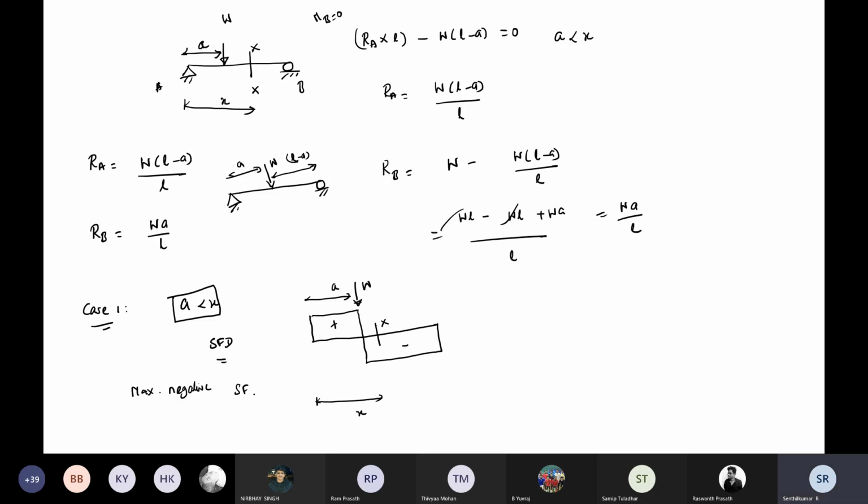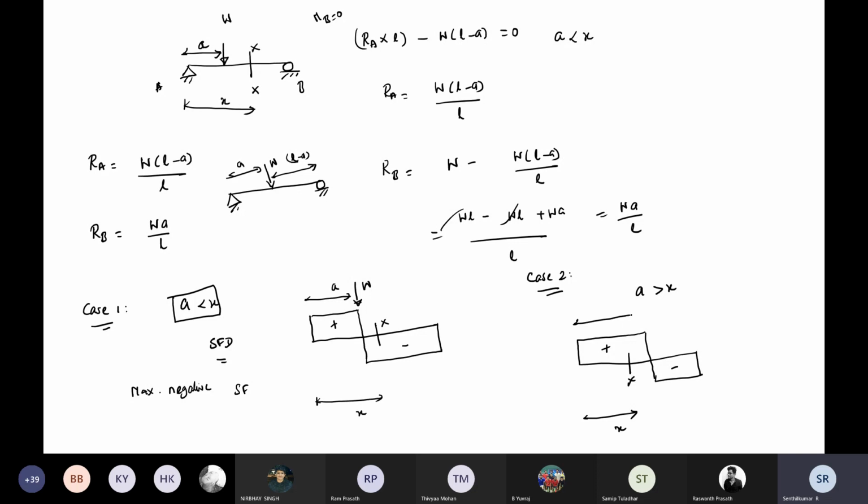The same way, I am taking case 2. Case 2, A is greater than X, or whatever it is, I am just putting it as a case: A is greater than X now. When A is greater than X, here again the shear force diagram will be positive, go up to that W value, again come down, and go to 0. This is my negative shear force, this is my positive shear force. You can see here, my X will be here.